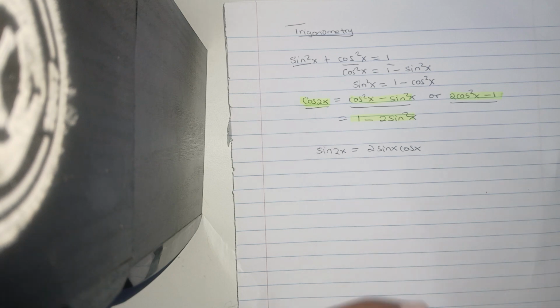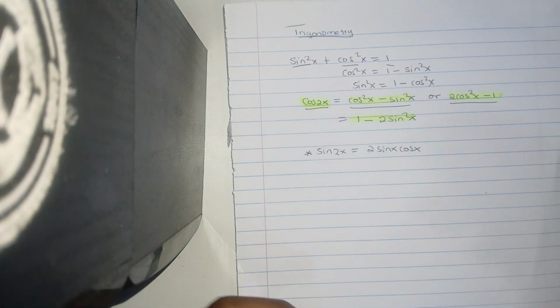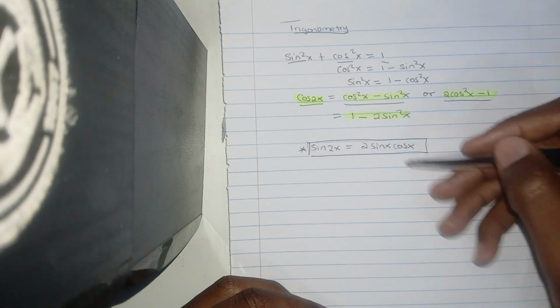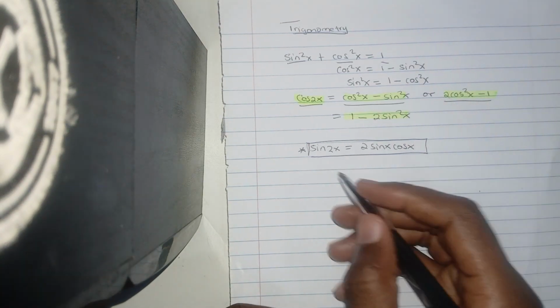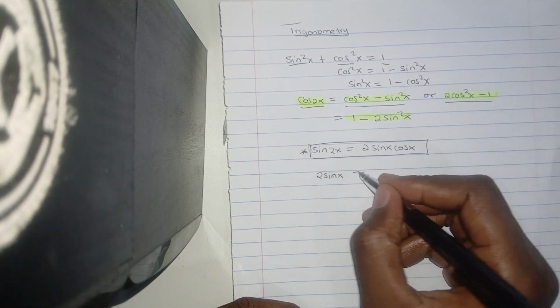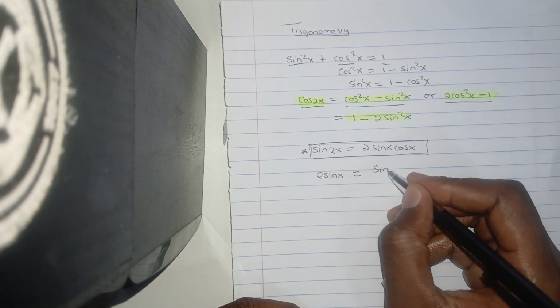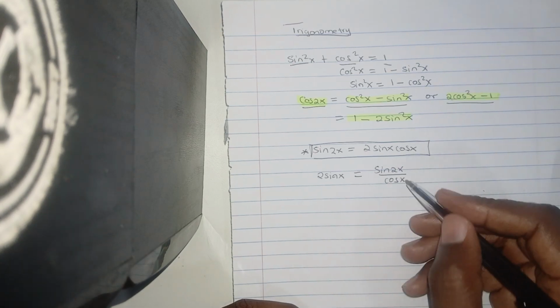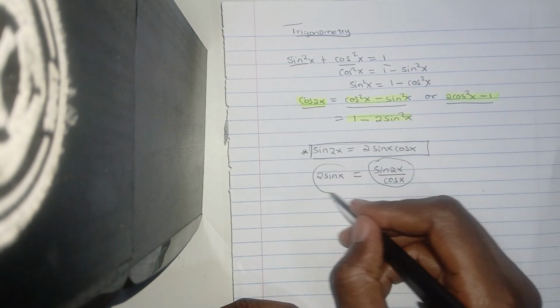You also have to know that when you are given something and you happen to get maybe 2 sine x, always know that 2 sine x is equal to sine 2x divided by cos x. So here you decide.